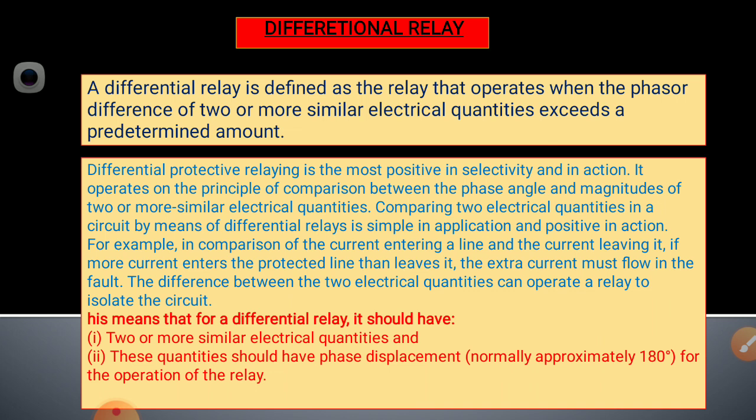For example, in comparison of the current entering a line and the current leaving it, if more current enters the protected line than leaves it, the extra current must be flowing in the fault, and the difference between the two electrical quantities can operate a relay to isolate the circuit.